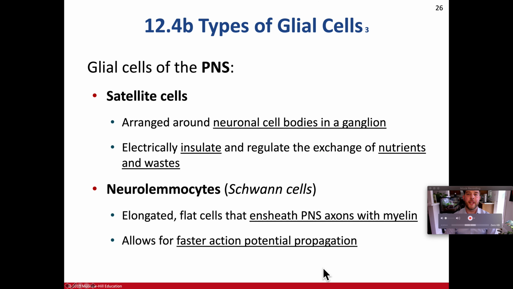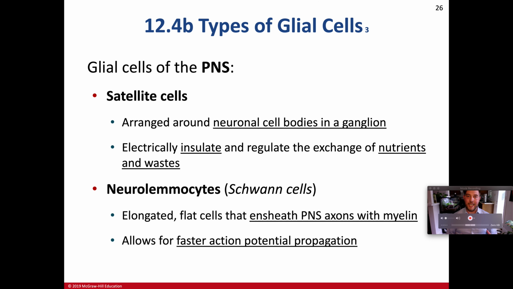Now, the glial cells of the peripheral nervous system. There are 2 types. You have satellite cells and neurolemmocytes. We've seen a different type of satellite cells in, do you remember? Muscle tissue, yeah. The satellite cells are arranged around neuronal cell bodies in a ganglion, and they help to electrically insulate and regulate nutrient exchange.